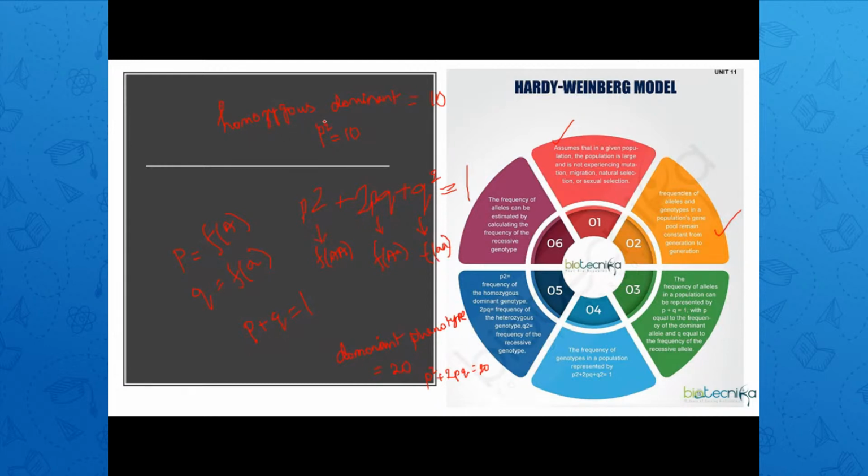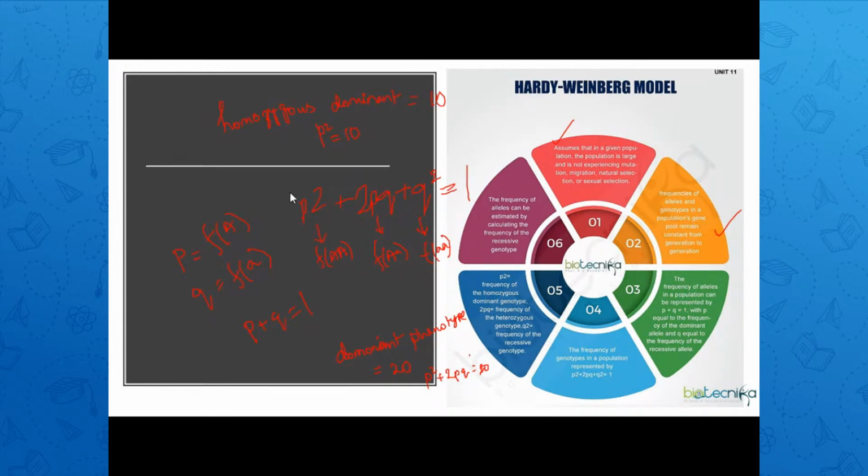Again, I'm repeating, if they tell you homozygous dominant, or homozygous recessive, or heterozygous, that means they are talking about a particular genotypic frequency. Mainly this problem arises when we are talking about dominant. The confusion arises there. So it is p square equals 10. But if I tell you that the number of individuals having dominant phenotype, I haven't mentioned homozygous or heterozygous, I've just said dominant phenotype, that means it will include both your homozygous and heterozygous, because both are going to give you the dominant phenotype.